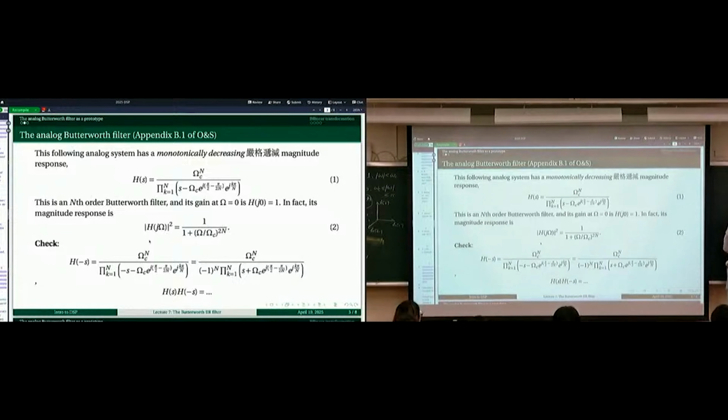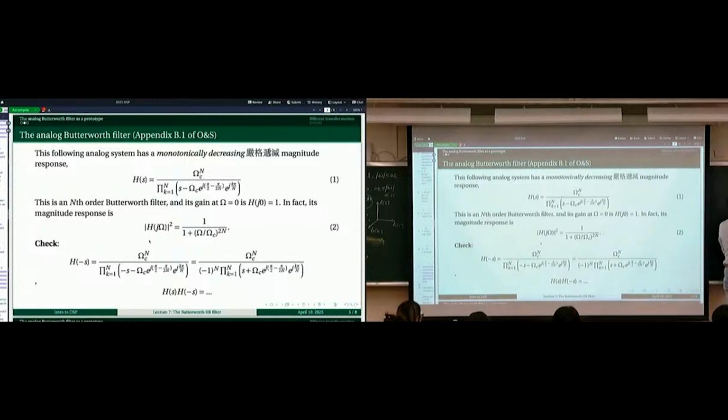For example, this is the case when n equals 8. We have 8 roots for the denominator of H(s). So they are the poles. They are the poles of this analog system. The poles are all located on the same circle in the S plane. This is not the Z plane.